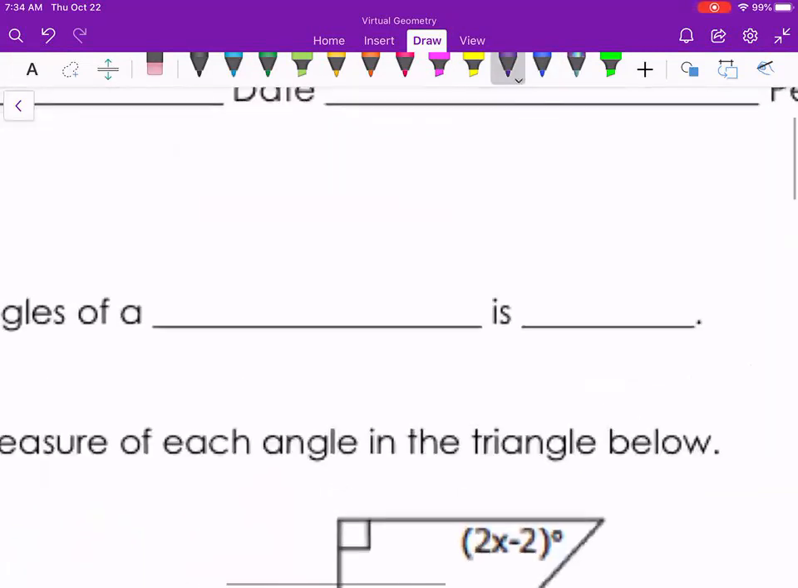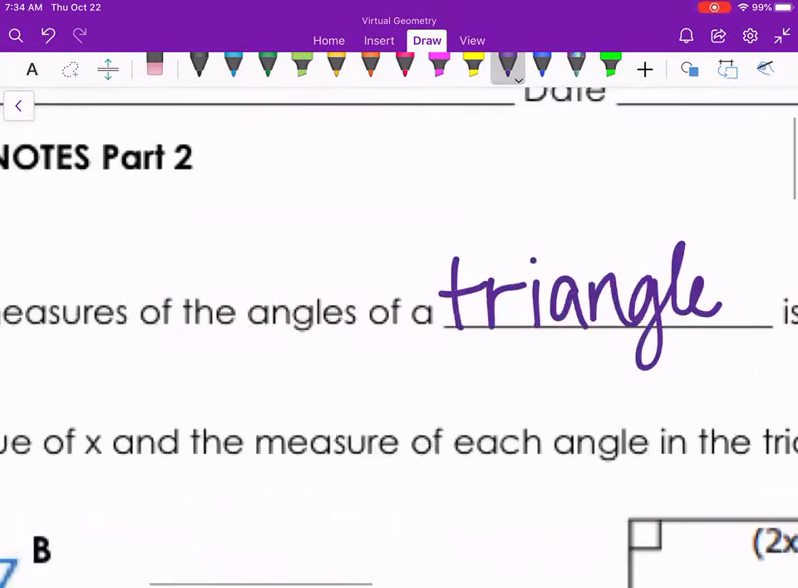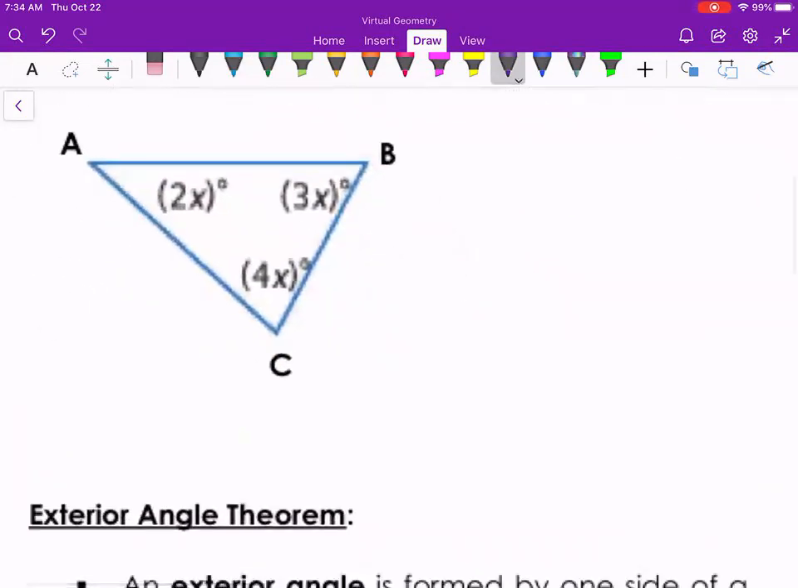of the angles of a triangle is 180 degrees. So that's always what we want to remember. Every triangle, all the angles added up, give you 180 degrees. So let's check out our two examples that we have down here.